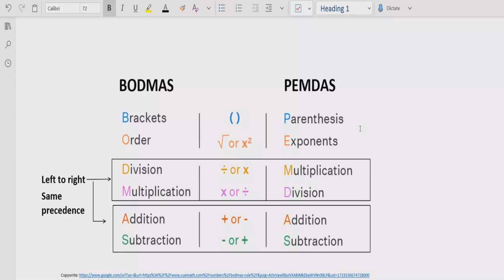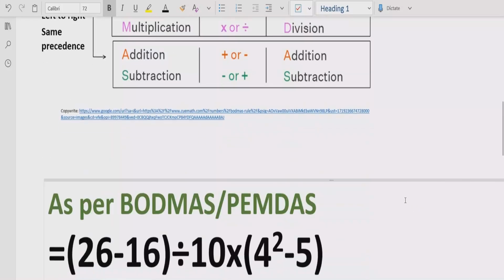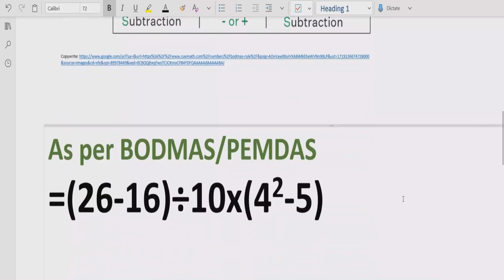Step number 3 is basically that you have to see division and multiplication. What will you do? You go left to right in your expression and find division and multiplication. If division is coming first, you have to solve the division first. And if multiplication is coming first, you have to solve the multiplication first. Similarly, for addition or subtraction, we have the same rule. We can solve addition first if it is coming first, and we can solve subtraction first if it is coming first. Now let's move on to solve the given expression.